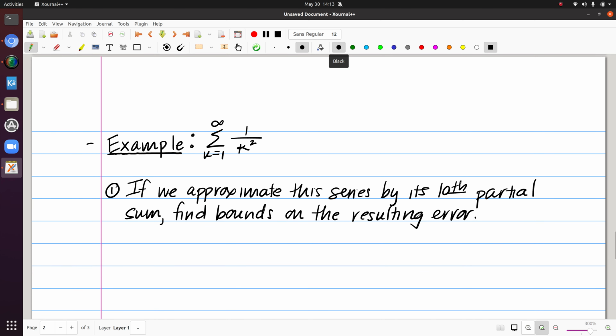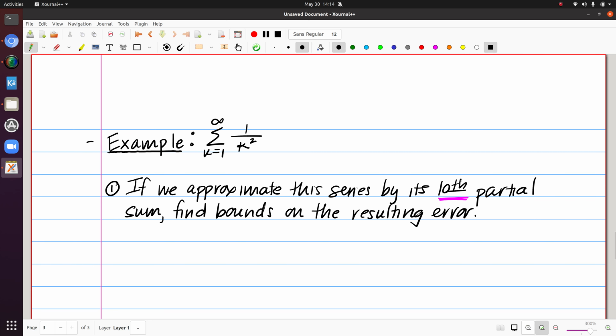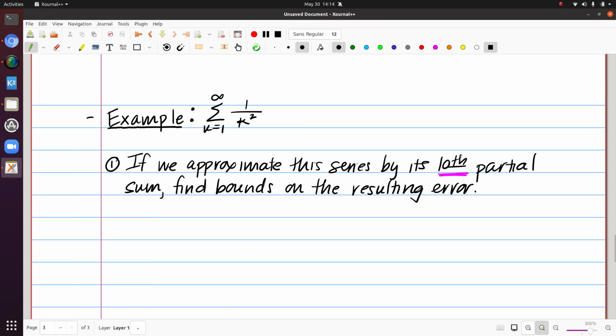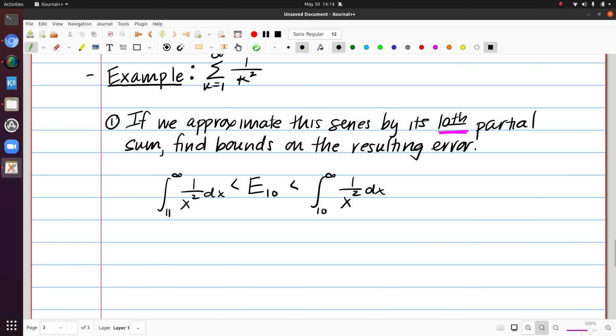A direct use of what we've just found above is a situation where here we're told that n is 10. I'm using the 10th partial sum. So we want to bound e sub 10 above and below. So e sub 10, we know that that should be bounded above by the integral from 10 to infinity of 1 over x squared dx, and below by the integral from 11 to infinity of 1 over x squared dx. Notice that I've got the same integral on either side, so just to save a little bit of work, I can find the integral from a to infinity of 1 over x squared, and then put in the appropriate value of a.